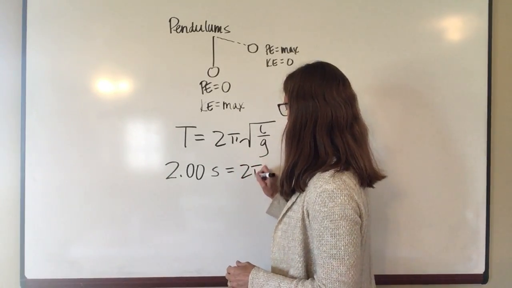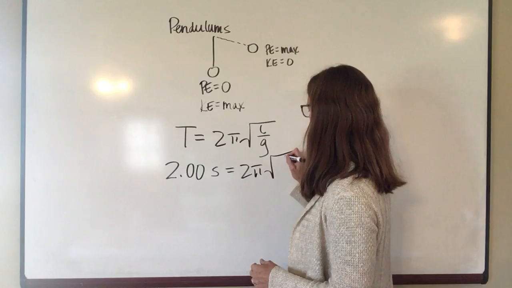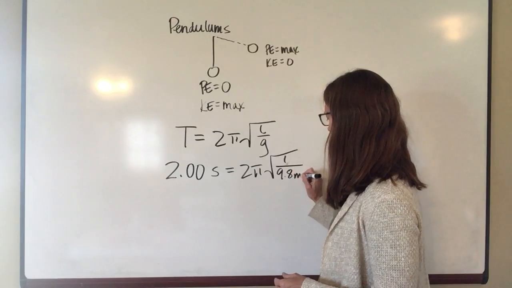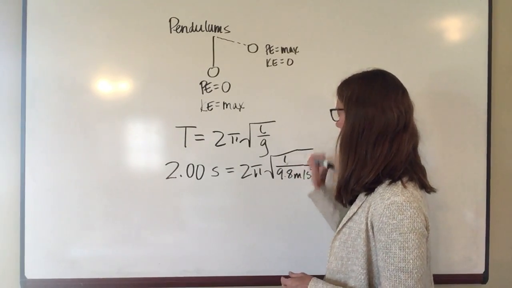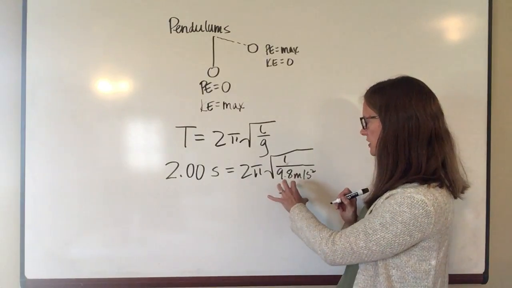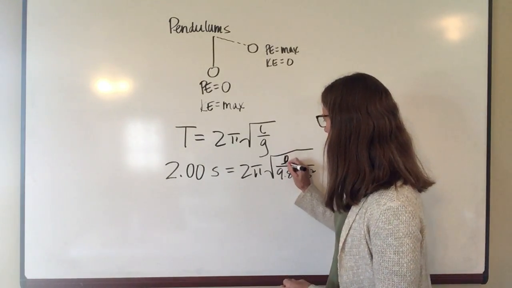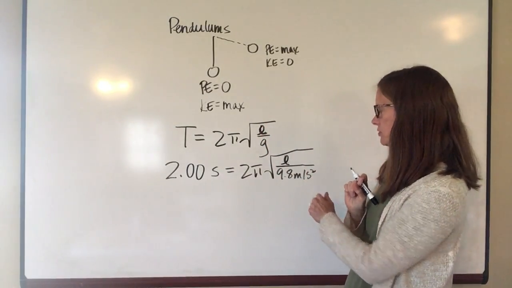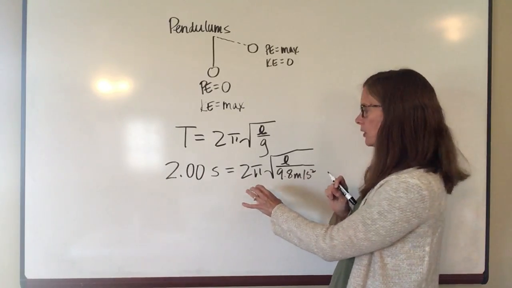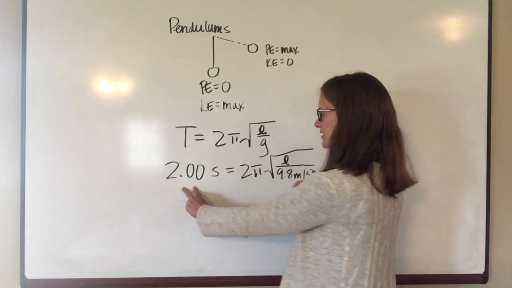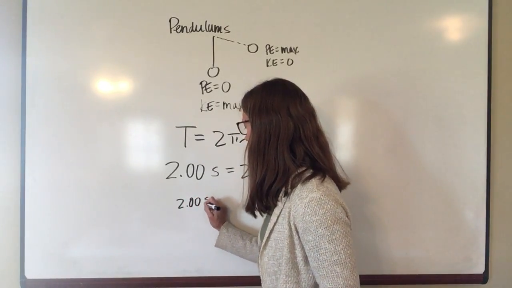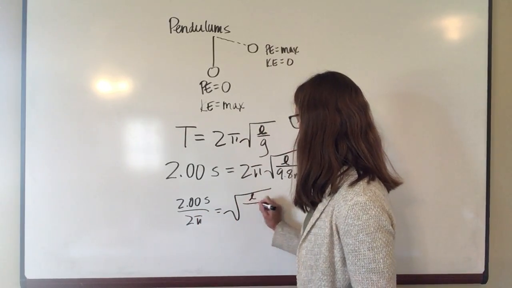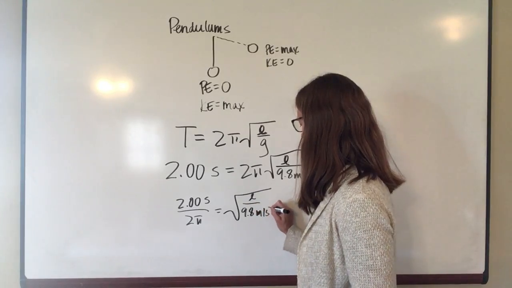So then I've got 2 times pi times the square root of the length, which is what I'm trying to find, over gravity, which is 9.8 meters per second squared. Okay, and hopefully you recall how to work this kind of problem. This is an L. I'll make that a cursive L so that it doesn't look like a 1, so we know that that definitely is the variable that we're using there. Hopefully you remember how to work this. You're going to first divide both sides by 2 pi, so I would take 2.00 seconds divided by 2 pi equals the square root of L over 9.8 meters per second squared.